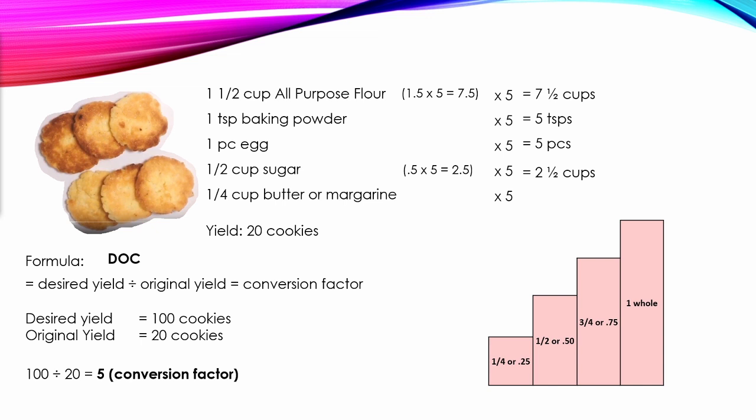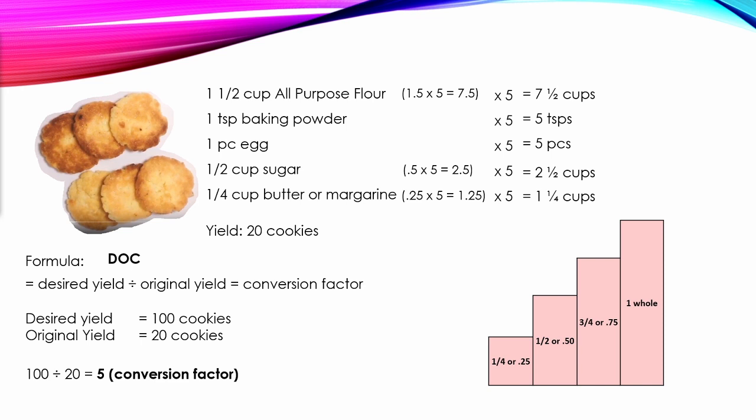Now for the 1/4 cup of butter or margarine, we will be using 0.25 to multiply by 5. 0.25 multiplied by 5 is equivalent to 1.25. And then again, we don't have a 0.25 measuring cup, so we will change 0.25 to 1/4. Your 1.25 cups of butter or margarine will now become 1 1/4 cup. So that would be all for the increasing of the recipe yield. Now let us proceed to the decreasing.